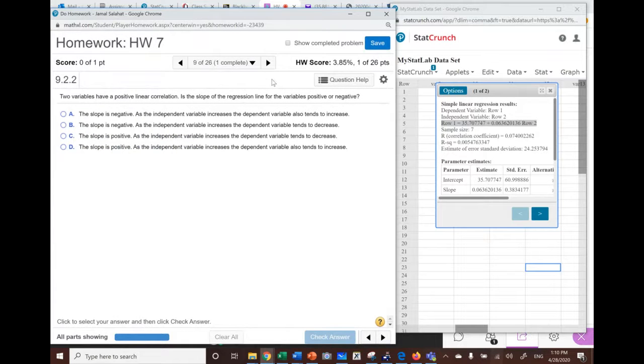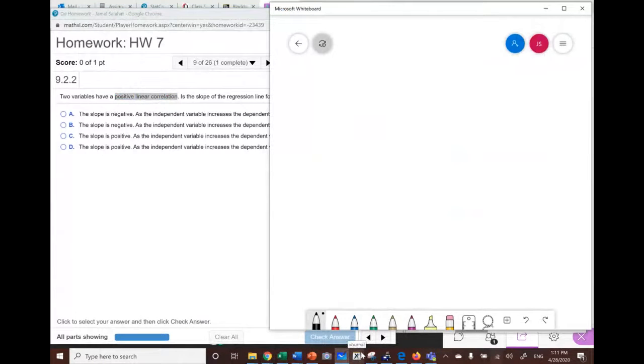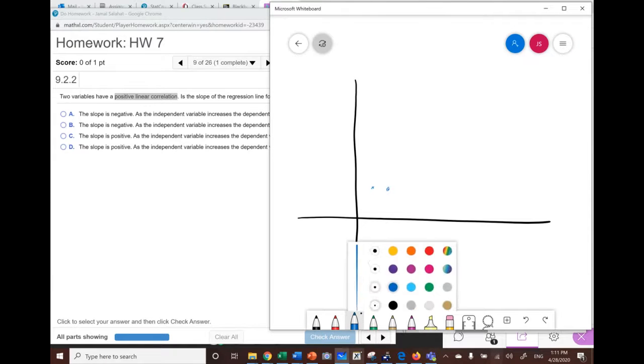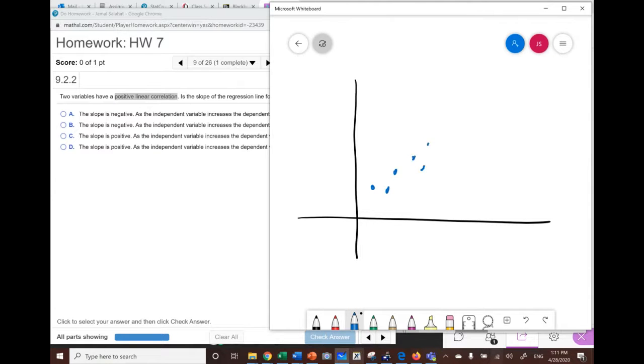Now we go to number 9 in here, and number 9 says two variables have a positive linear correlation. Now, what does that mean? Here we have the scatter plot, and it means that there is a positive linear correlation. When you look at the dots, let me make this a little bit bigger here. When you look at the dots, notice that the dots are climbing, going up. That is what we call positive linear correlation.